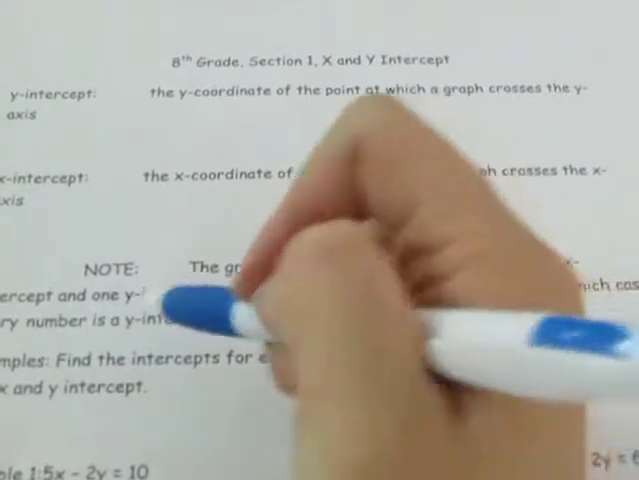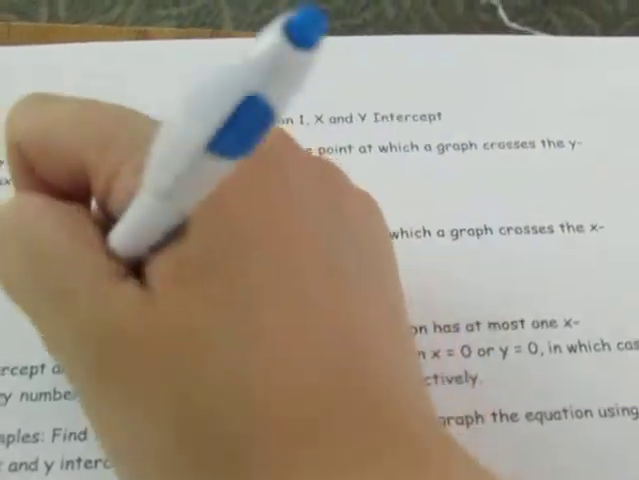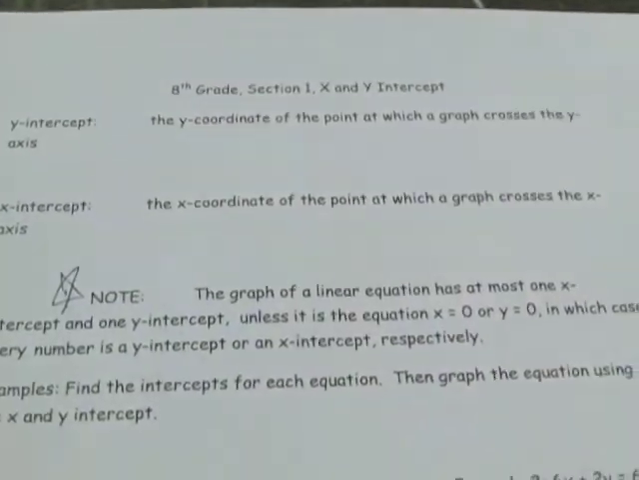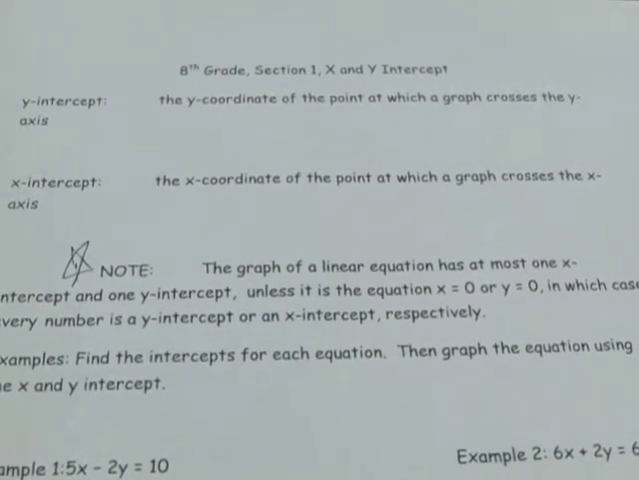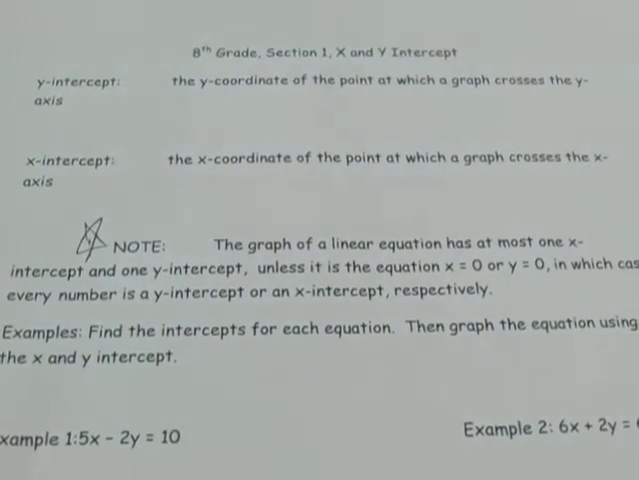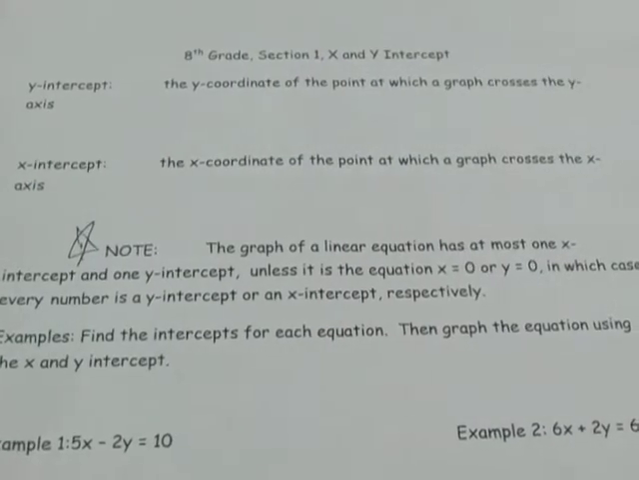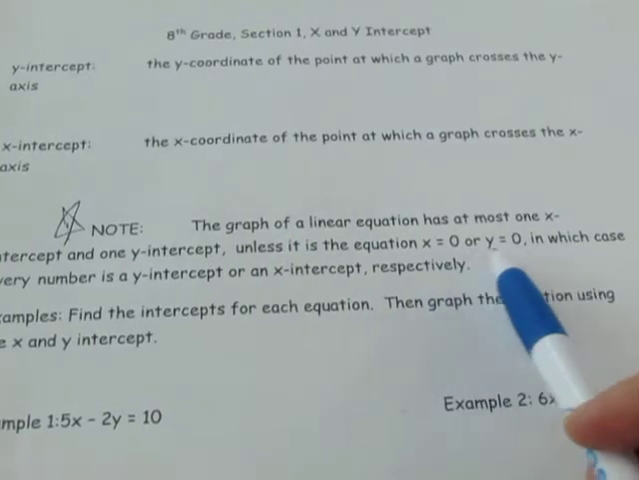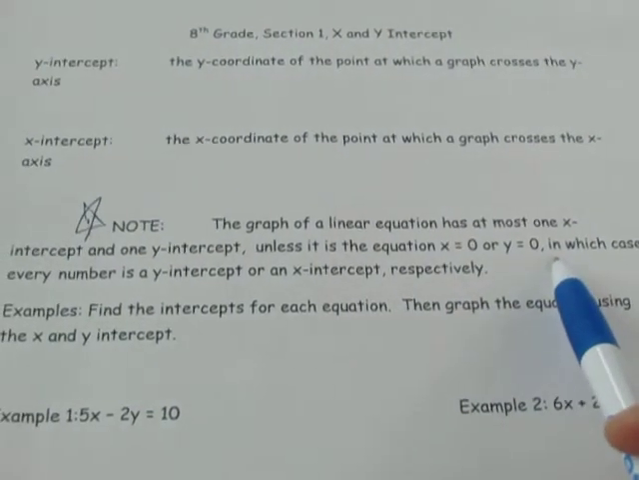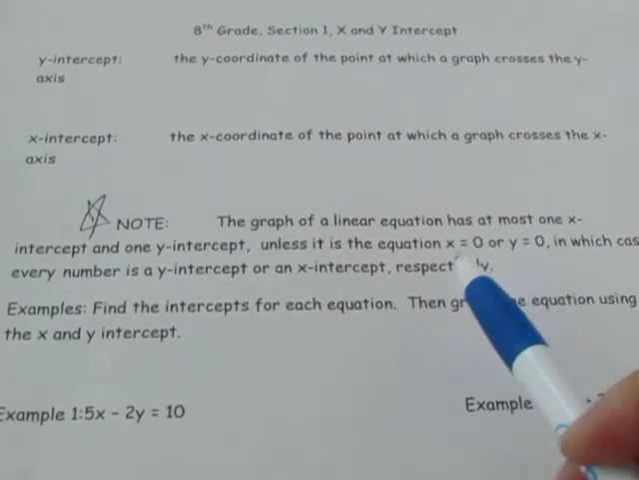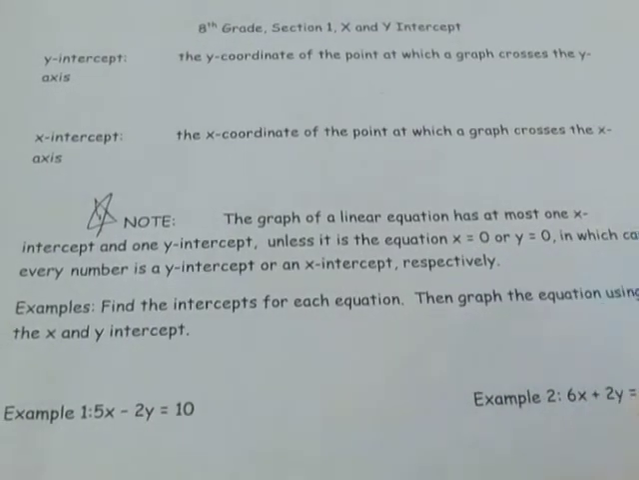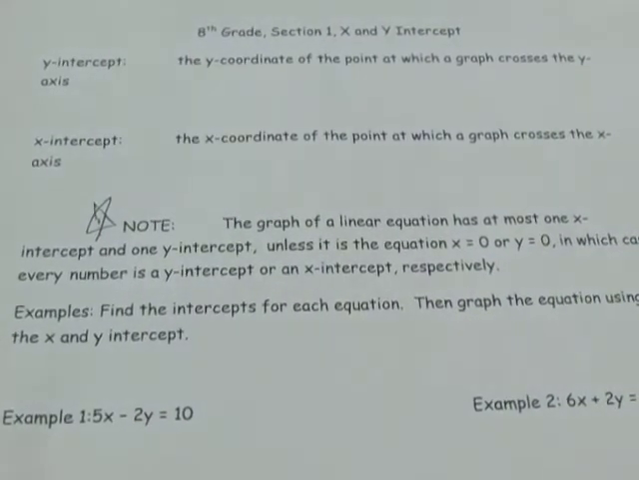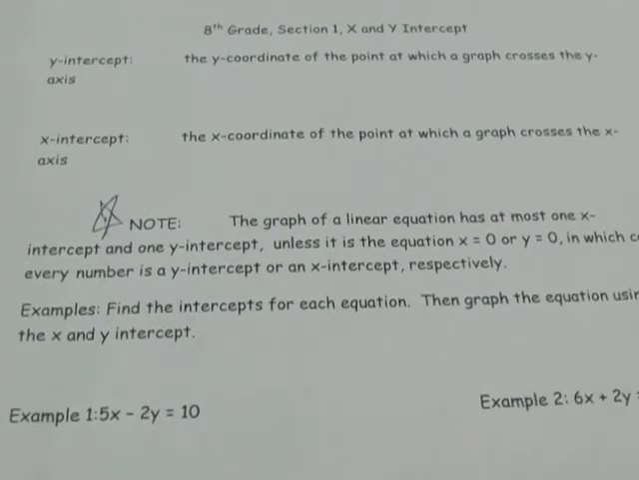I want you to go ahead and put a star by this note right here. The graph of a linear equation has at most one x-intercept and one y-intercept, unless it is the equation x is equal to 0 or y is equal to 0. Okay? But in general, except for these two equations, a graph of a linear equation has at most one x-intercept and one y-intercept.